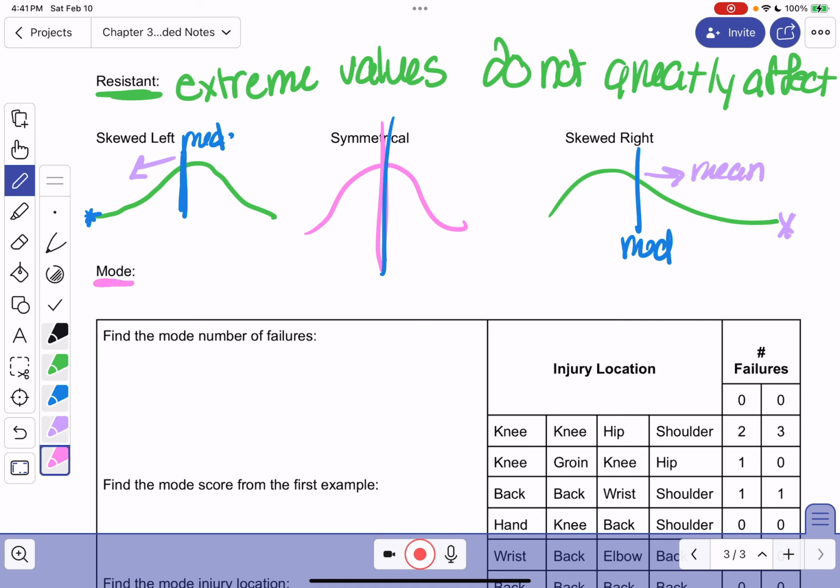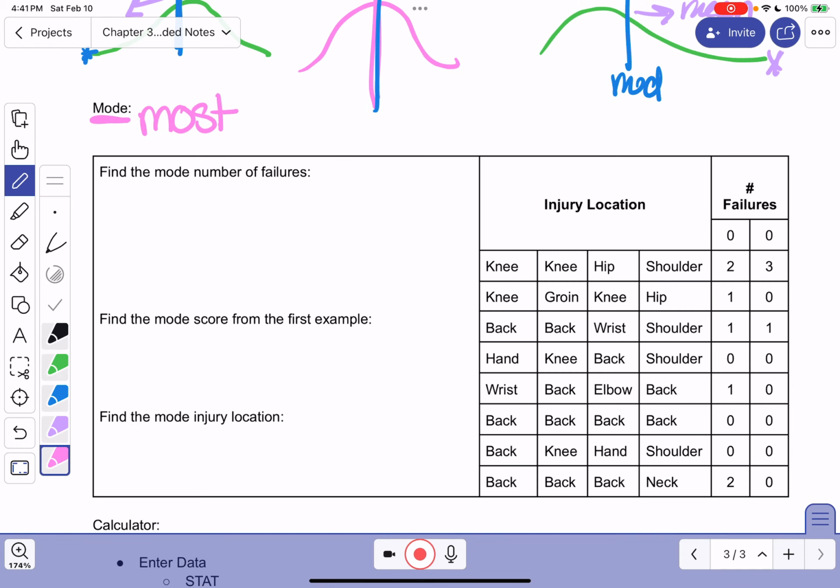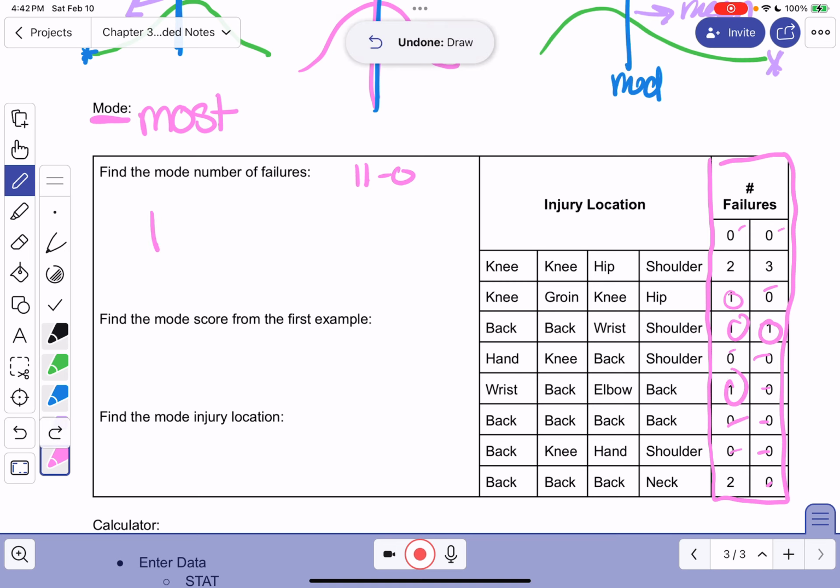Mode is a final measure of center that we use, and that's the one that appears the most often. You can have multiple modes, or you can have no modes if they're all the same. So over here, we've got number of failures. In some kind of table, they did some kind of test and counted how many times things failed. The mode would be the most of all of these. We have for zeros, 1, 2, 3, 4, 5, 6, 7, 8, 9, 10, 11 zeros. And then 1, 2, 3, 4, so 11 is definitely the most, which means 0 is the mode.